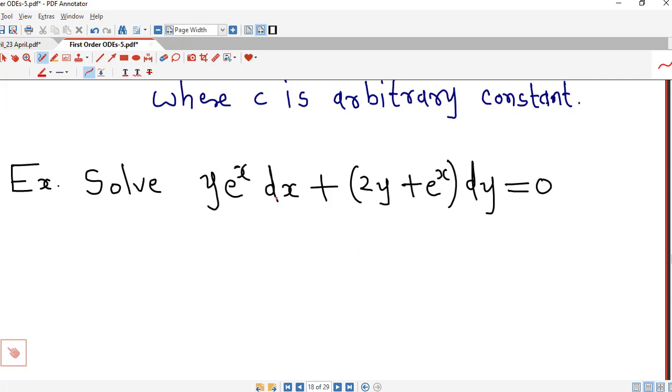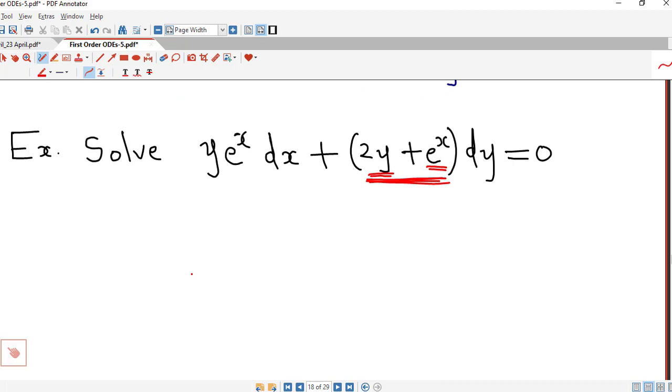Solve y e^x dx + (2y + e^x) dy = 0. At the first moment you can decide that this is not separable because of the addition of functions of y and x. Whenever you have this type of quantities in which functions of x and y are in addition, then that type of equation is never separable. You can make it separable if it satisfies particular conditions, but it is not separable in the original variables. Here this equation is not separable in x and y.